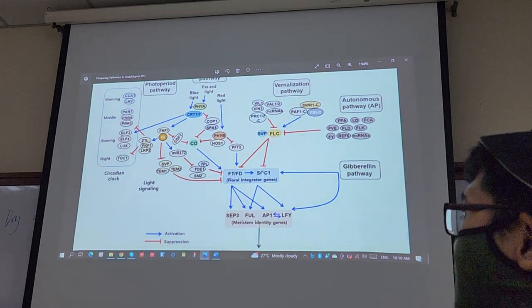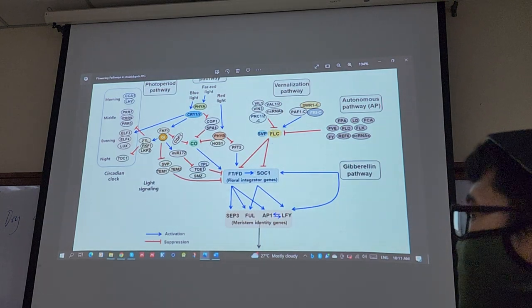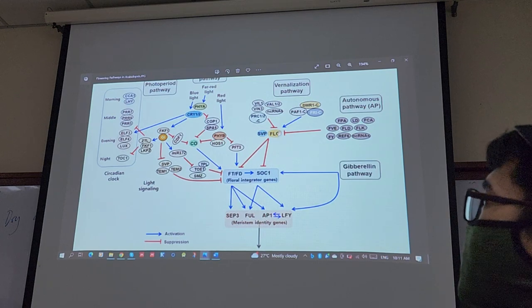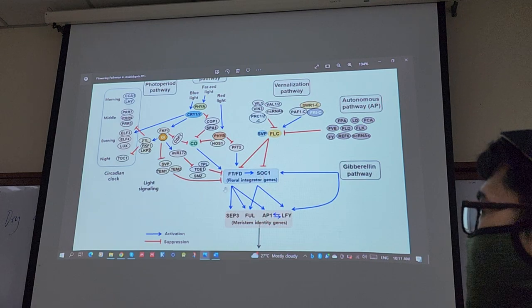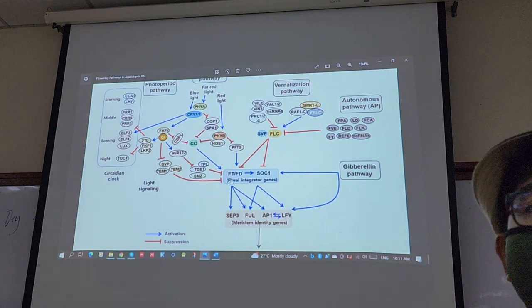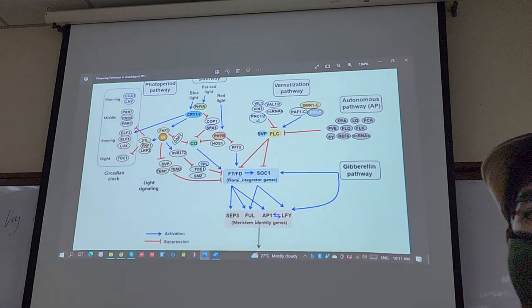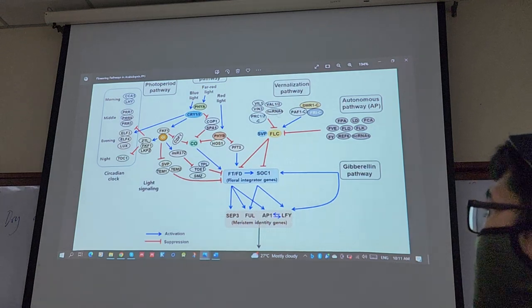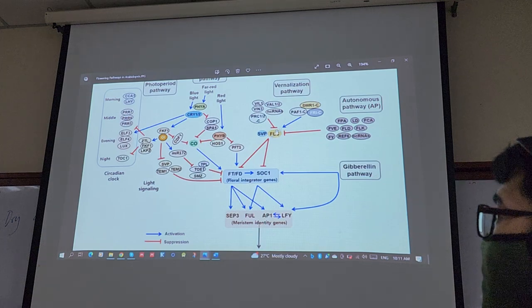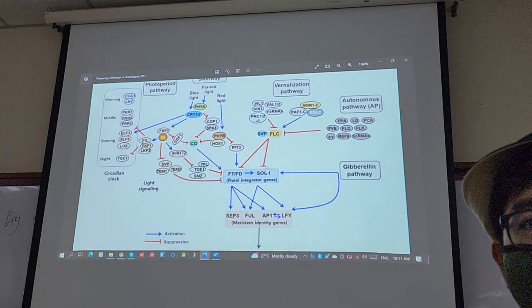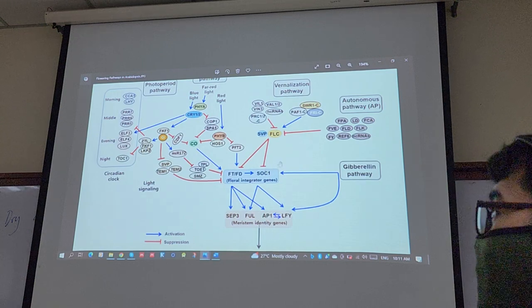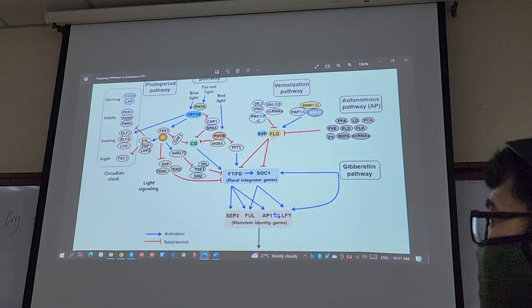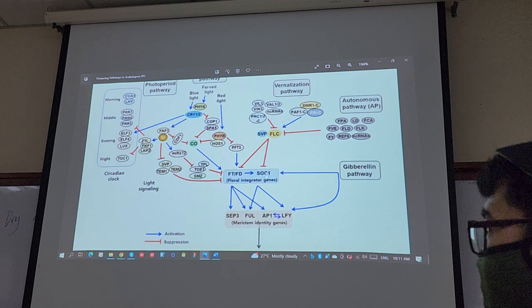Look at this arrow here. The presence of FLC suppresses this gene. The moment you shut off FLC, what happens to this FD? FD stands for floral development. VIN, vernalization, with VIL as well. So when FLC is not around, FT and FD are going to be awakened. That's why we do not want FLC. Once this is gone, this will come about, and this is the time to go home.